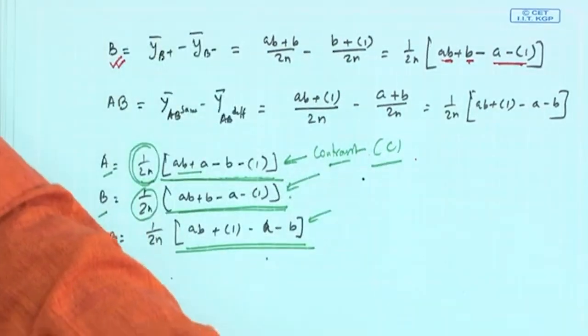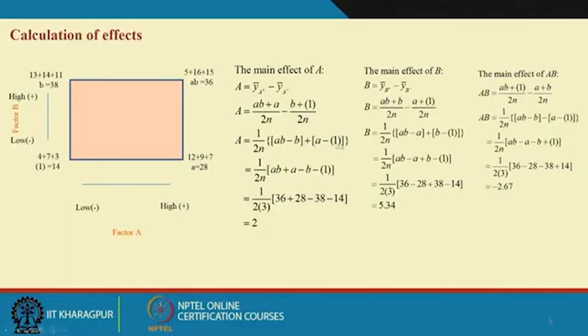Okay. So, with this description and given this data, we found that A equals 2. What does it mean? If you change A from low to high, or minus to plus, then the y change will be 2 units. Then the main effect of B is 5.34. If you change B from minus 1 to plus 1, that means a 2 unit change in B in this coded scheme, it will change y by 5.34 units, and the interaction effect is minus 2.64. So, that means if you change from the same level to different levels, the y change will decrease by 2.64 units. So, this is from the average point of view.